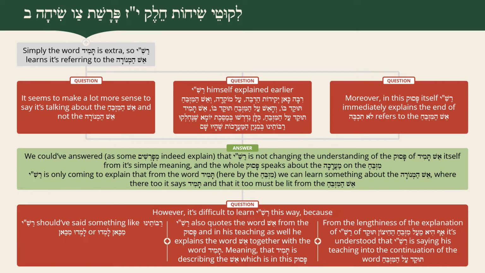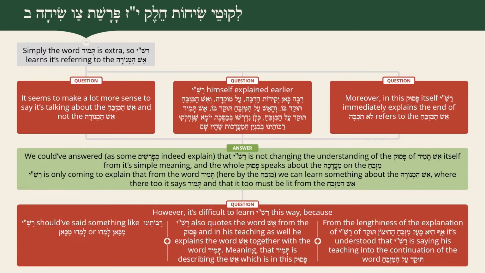However, it's difficult to learn Rashi this way, and because of three reasons. Number one, if this is the case, then Rashi should have said something like Rabbosseinu Lamdu Mikan, or Mikan Lamdu, because it's a limud. It's something that we're learning out of the pasuk. The pasuk is talking about the Mizbeach, and we learn something from there to the Menorah. The way Rashi writes it is that he's telling us what the pasuk is saying. It's not a limud. Rashi is telling us this is the meaning of the pasuk. The pasuk is talking about the Menorah.